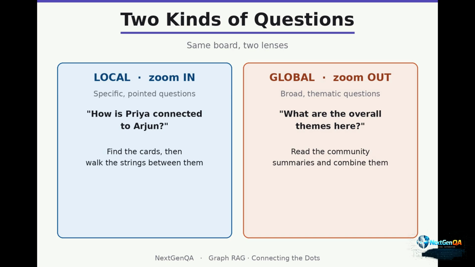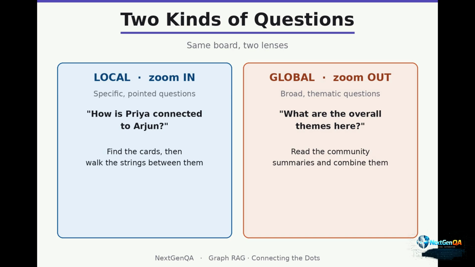Global questions are broad, thematic, about the whole collection. What are the overall themes in these documents? For these, GraphRAG zooms out. It reads the community summaries and combines them for the big picture. Same board, two lenses: zoom in for local, zoom out for global. Basic RAG only ever had one move: grab a few similar pages, which is why it was weak at both connect-the-dots and big-picture questions. GraphRAG has both moves. Let us look more closely at the zoom-in move, because that is the real magic.